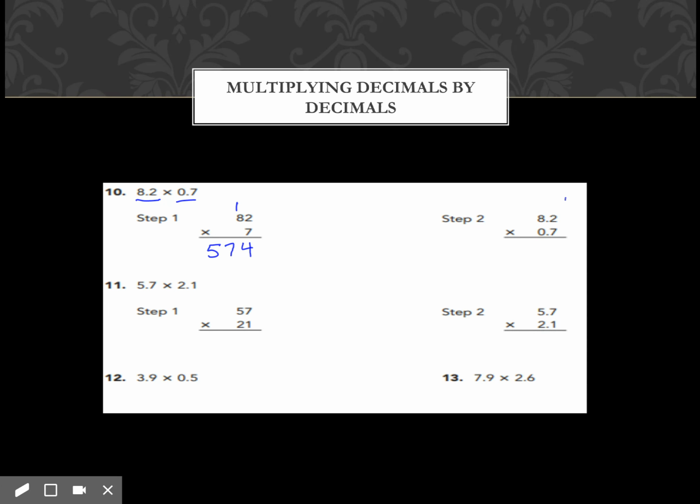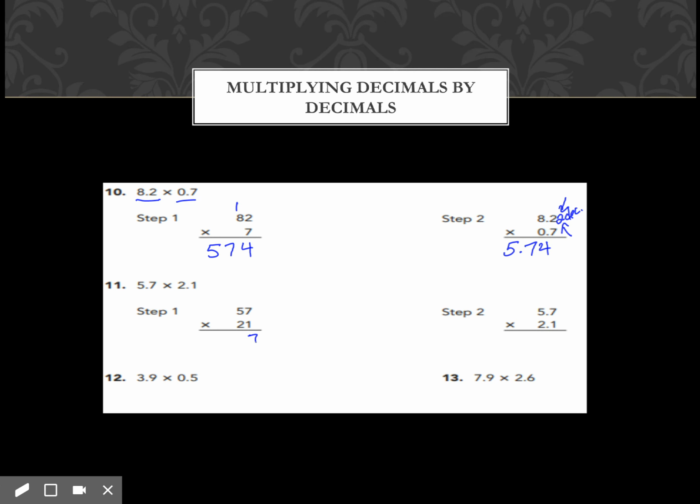So now here I have one decimal and one decimal here. So that's a total of 2 decimal places. So I have 5.74 because I need 2 digits after my decimal. Same thing in number 11, 5.7 times 2.1. I'm going to ignore my decimals and just do 57 times 21.